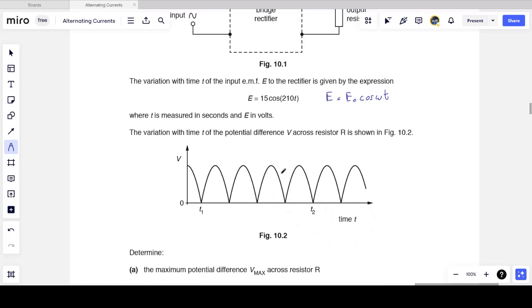So here we have what full wave rectification looks like. And you can see that instead of losing the negative half cycles, they are flipped over and they become positive. So we have more current more often.